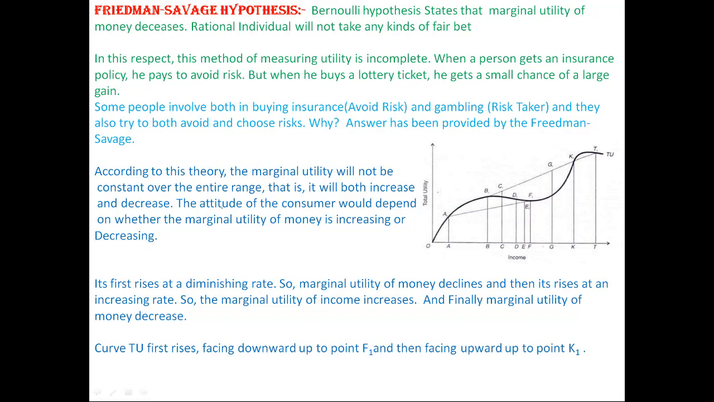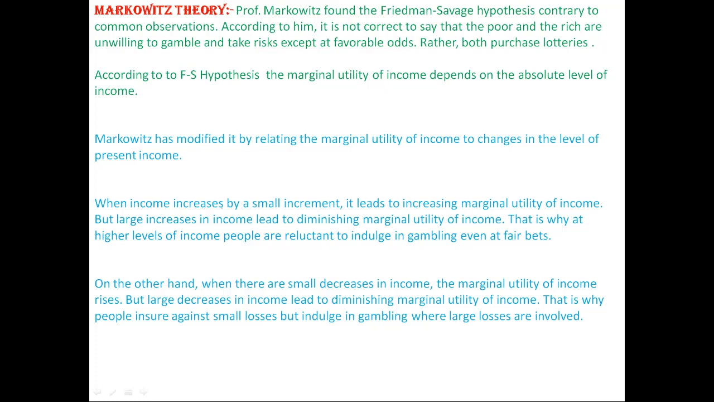It will care here when low income, this is poor. Here again, in the high income, it is the rich. This is the same situation. They are not interested when marginal utility is falling. Here it is falling. This is explained here. Criticized, okay. But according to him, it is not correct that both poor and rich are unwilling to gamble. Rather, they both purchase lottery.